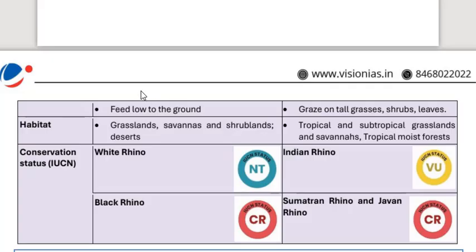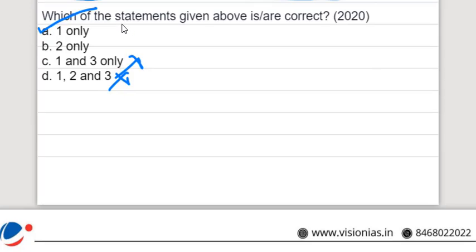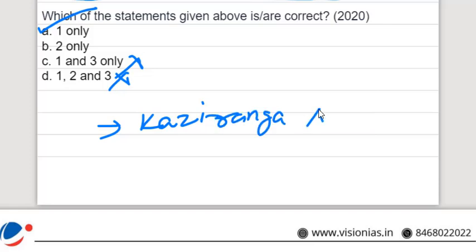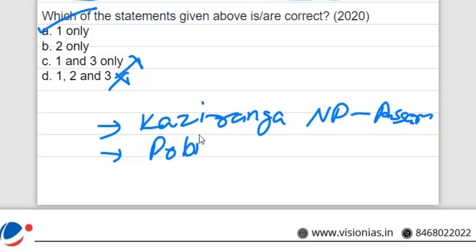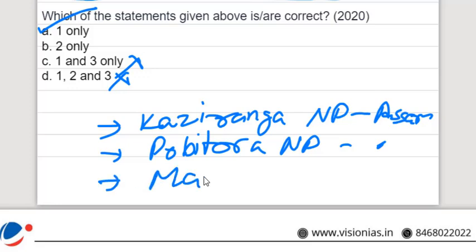And one more point you should remember, like rhino is found in which areas, which national parks in the country. Actually, most of the rhino is found in Kaziranga National Park, that is in Assam. Second is Pobitora National Park. This is again in Assam. Next is Manas National Park. This is again in Assam.